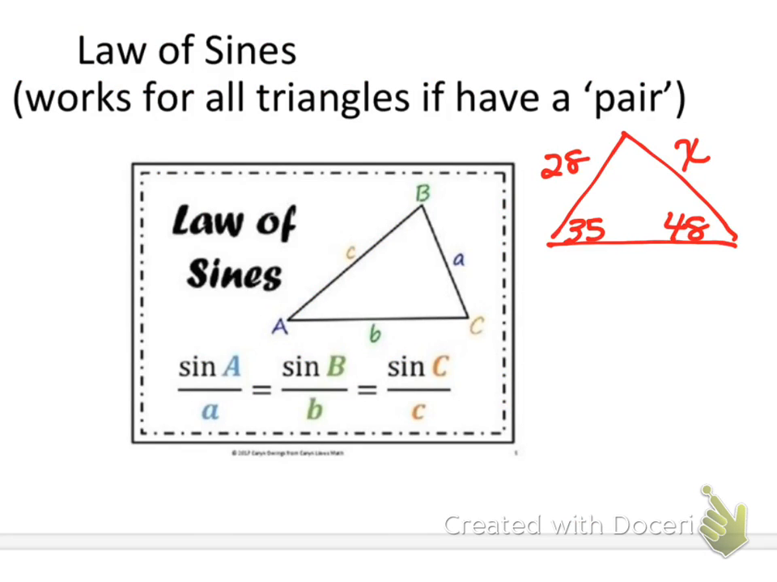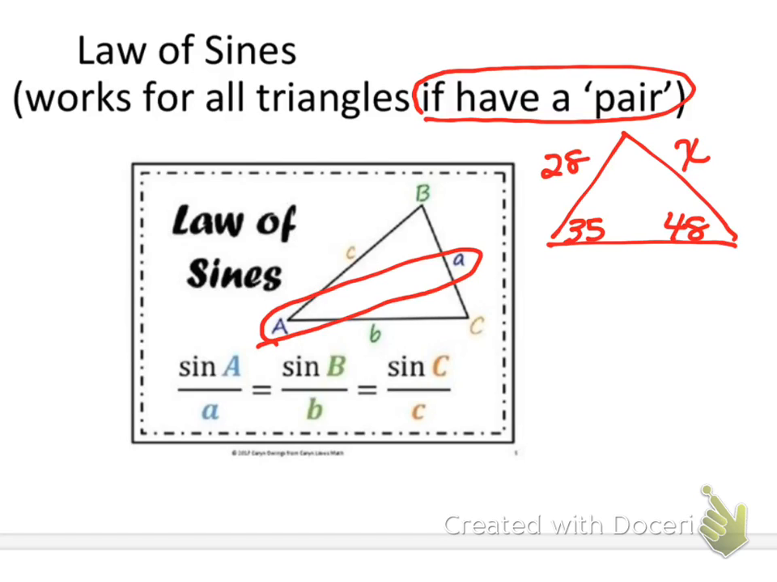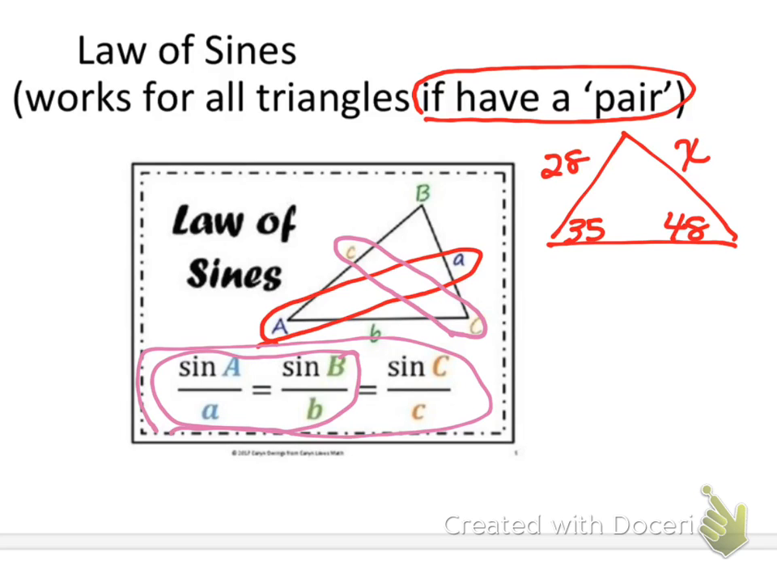Okay, so if you have any kind of triangle, it could be a right triangle, it could be a non-right triangle, you can use law of sines if you have a pair. What does that mean? A pair means that you have an angle and its side. You just need one of them. As long as you have one of those, so an angle value and a side value, you can use these proportions. You only need to use two at a time. Okay, so let's look at our example here.